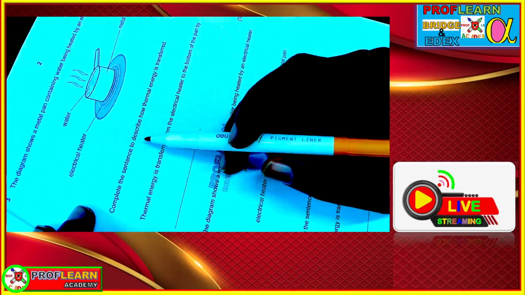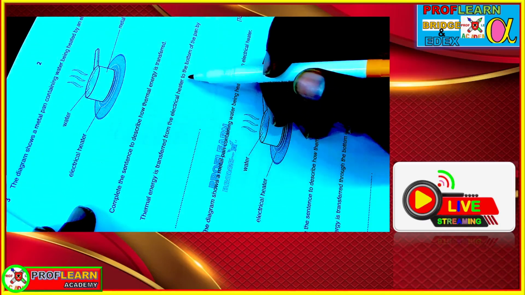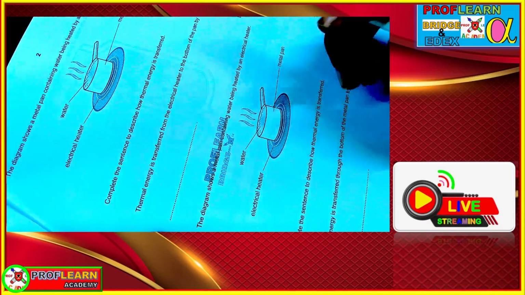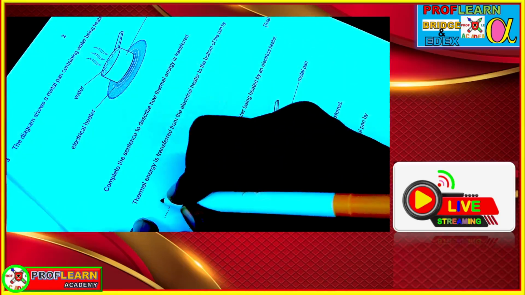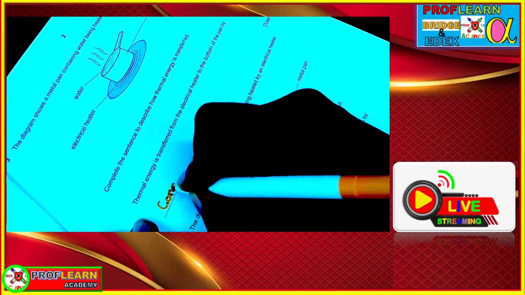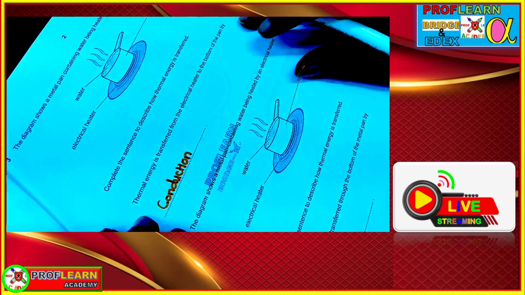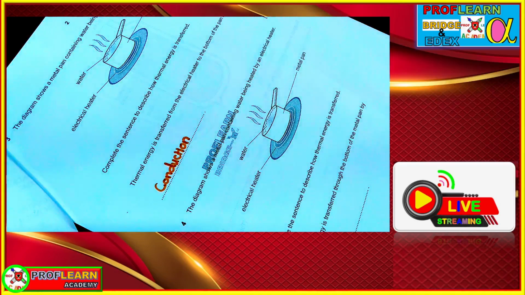Now complete the sentence to describe how thermal energy is transferred. Thermal energy is transferred from the electrical heater to the bottom of the pan, because we are talking of a conductor, through conduction. When a material, a conductor, is involved, that is conduction.